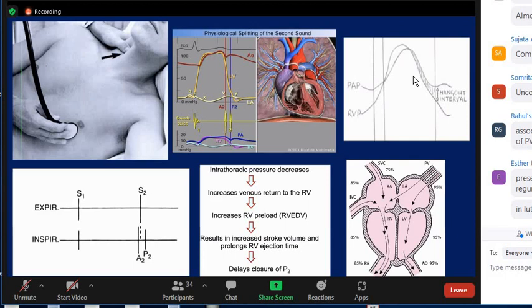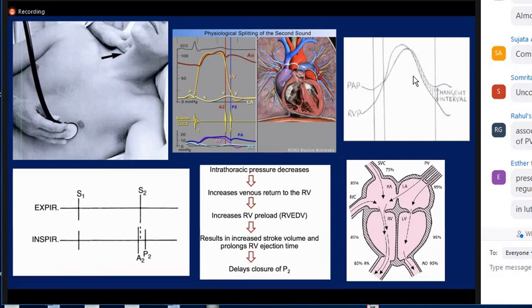The split is fixed because during inspiration, more volume will come from the systemic venous return and also some amount of left to right shunt. And during expiration, the left to right shunt will maintain the right ventricular end-diastolic volume, which is more. And as all of you know, the right ventricle has compliant properties and is dilated, so your right ventricular volumes will be high. That's where you have delayed closure, leading to the fixed wide splitting.